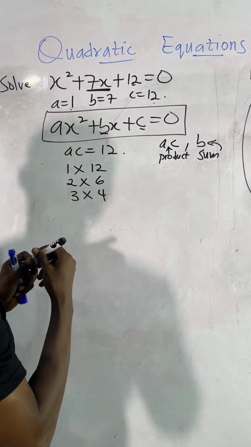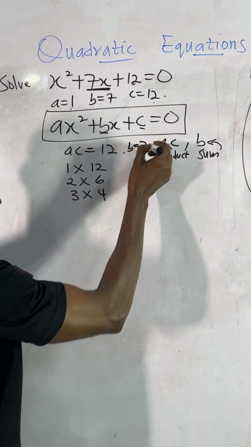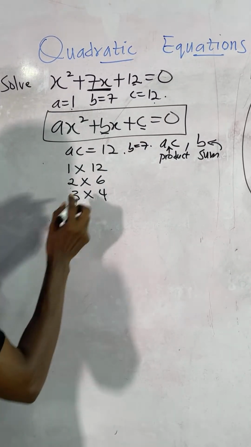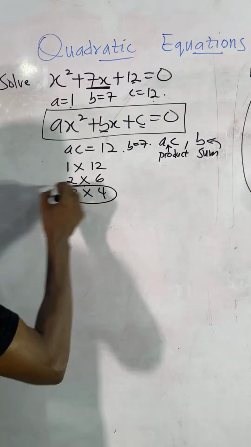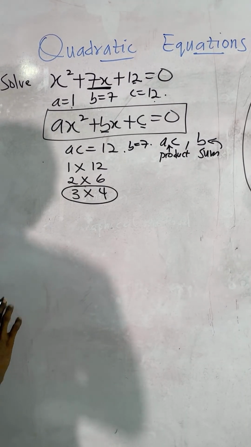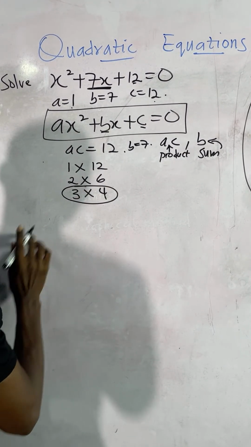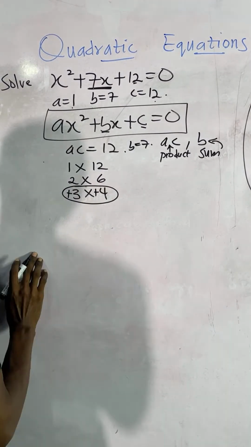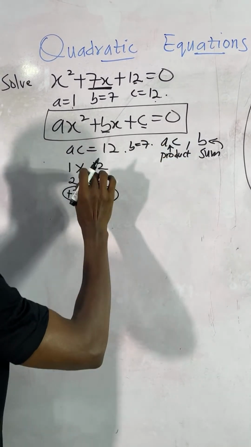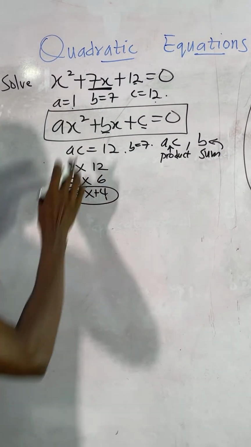And B is 7. So looking at this, I think these two will give us 7 when we add them. So plus 3 and plus 4 will give us plus 7. And we'll have plus 7. So we can do that now.